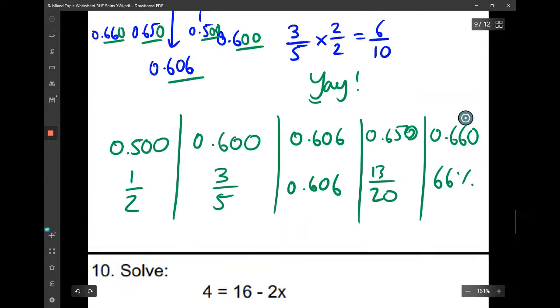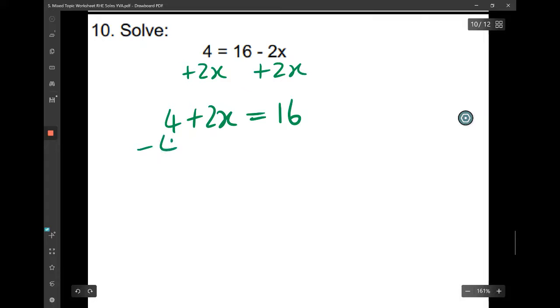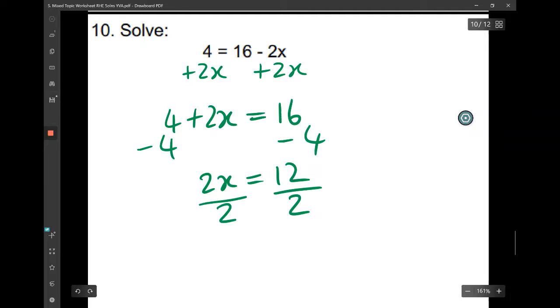Okay, next question. Solve. So we want to solve this, but we can see there's a negative sign there. Well, let's move that over to make it positive. So add 2x to both sides. So I get 4 plus 2x equals 16. I'm going to take away 4 from both sides. So I have 2x equals 12, and then divide by 2. So x equals 6.